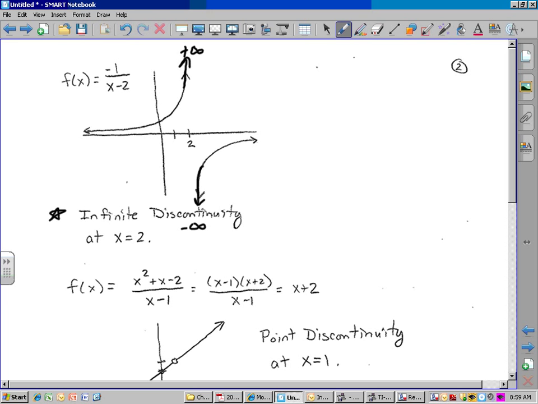Where is that occurring? Well, wherever we get a 0 in the bottom. What number would cause a 0 on the bottom? That number is 2. 2 minus 2 would give us a 0. It's not going to cancel out. So that's what's causing an infinite discontinuity at x equals 2. And you must specify where it is occurring.